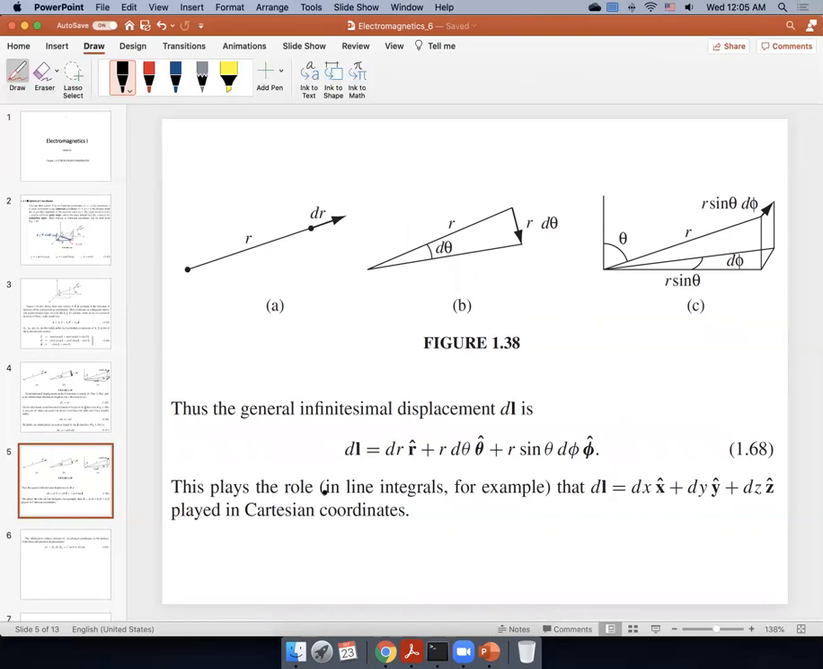So this plays the role that dx times x, dy times y, dz times z unit vector played in Cartesian coordinates. So in Cartesian coordinates, you have this equation. Similarly, in spherical coordinates, you have an equation to describe dl in this way. So here it's the x, y, z basis, and here it's the r, theta, phi basis.